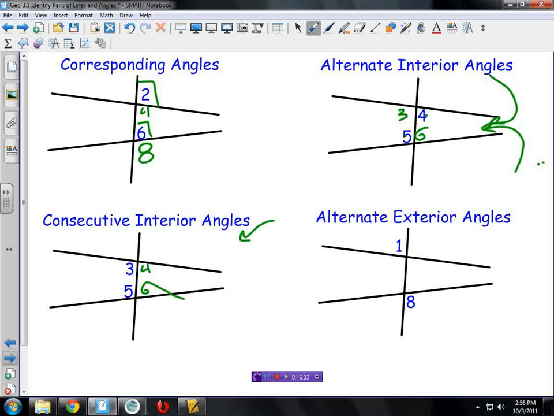And the last one is alternate exterior. This one, they're on the outside. One's on the left side of the transversal, one's on the right side of the transversal. So we have 1 and 8. What about angle 7? Which one is that paired with?